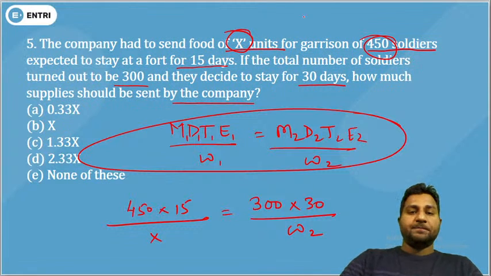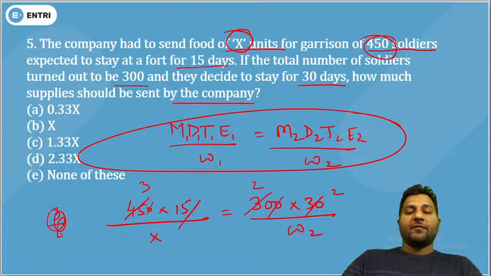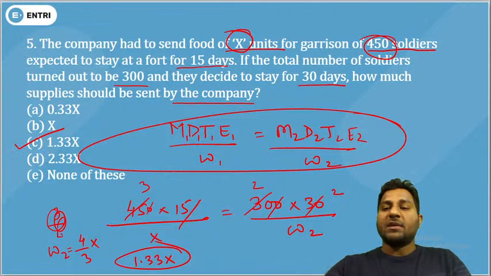Come on, everyone. You can easily solve this question. Look, 3 by 4, or you can say 4 by 3 x W2. So 1.33x will be the correct answer. That means option C must have been correct.